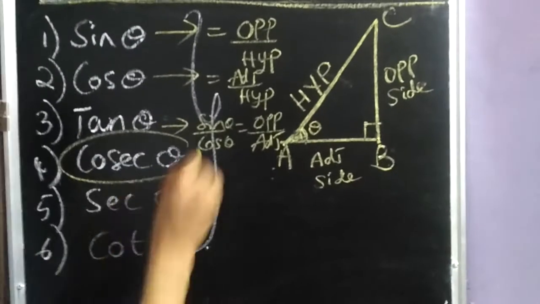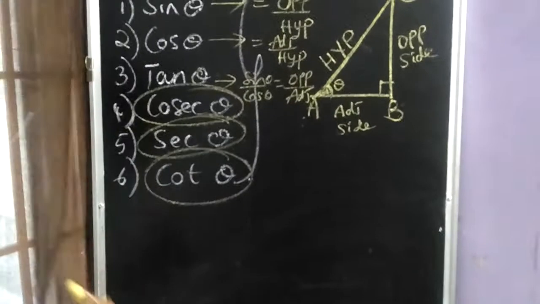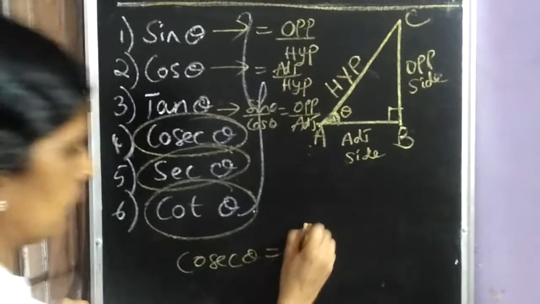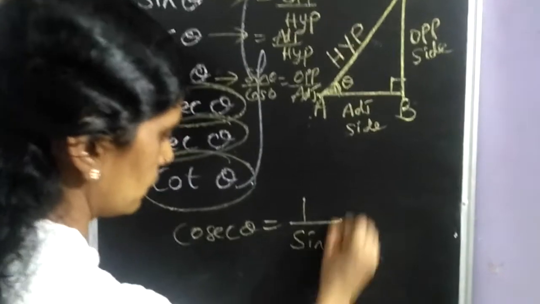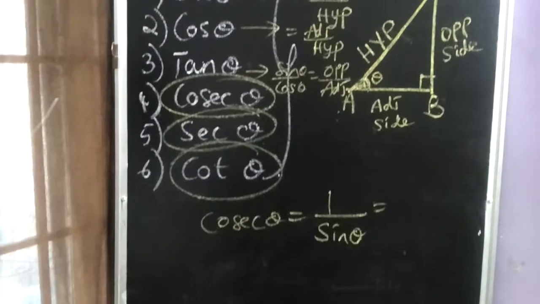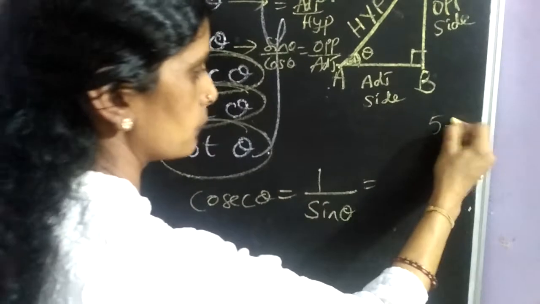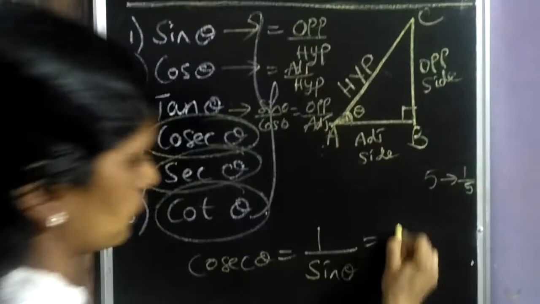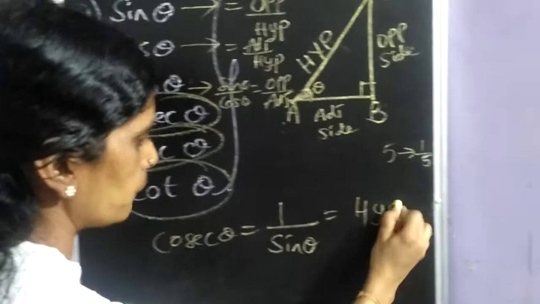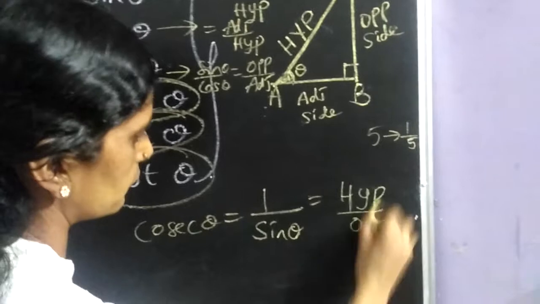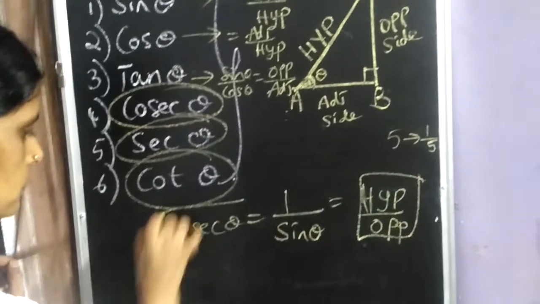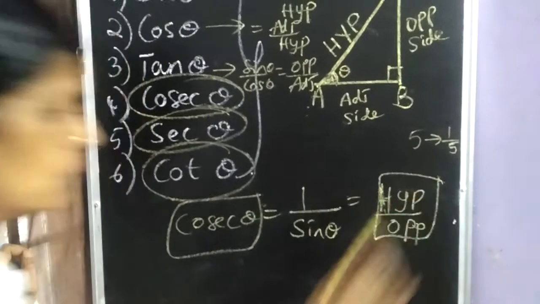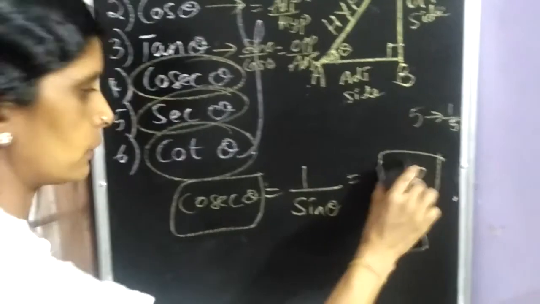Now, what about cosecant, secant and cot? Cosecant is the reciprocal of sine. What is the reciprocal? If you have a number 5, the reciprocal is 1 by 5, right? So here, if sine is opposite by hypotenuse, cosecant is hypotenuse by opposite. Are you understanding? This is hypotenuse by opposite. I'll make it more clear.